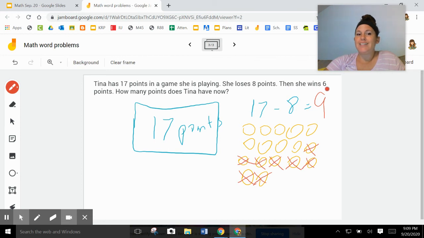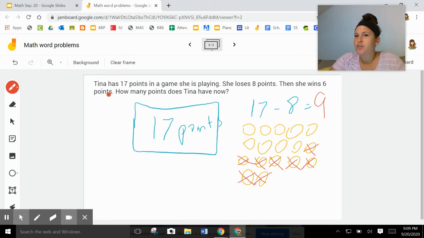Then she wins 6 points. Our story is not over. So Tina's having quite a day. She had 17 points in this game she's playing, which sounds like a good chunk of points, 17. Then she loses 8 of those points. She must have lost a life or something, or somebody else playing the game must have got her or something. You guys know how games work. But then she wins 6 more points.